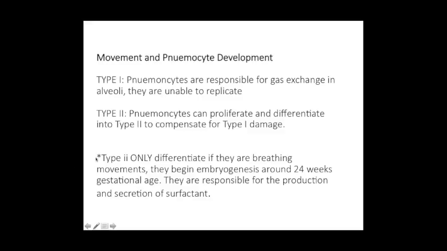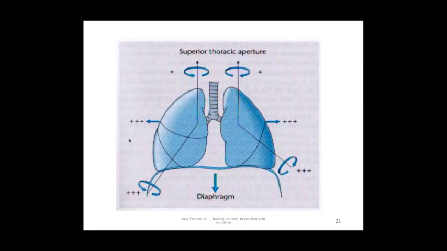But here's the problem. Type 2 only differentiate if there are breathing movements. And let me just say, the more normal the breathing movements, I am sure the better pneumocyte development you have. They begin their embryogenesis around 24 weeks gestational age. Now, all of this is questionable, but through all of the literature I've read, this is indeed the problem, and the potential solution right now. And they are responsible for the production and secretion of surfactant itself. So movement and cellular function, the macro and the micro.